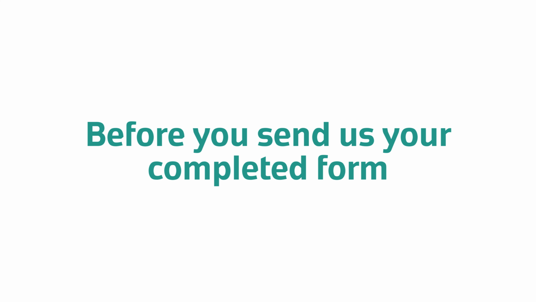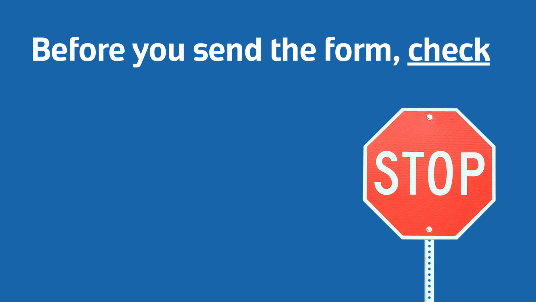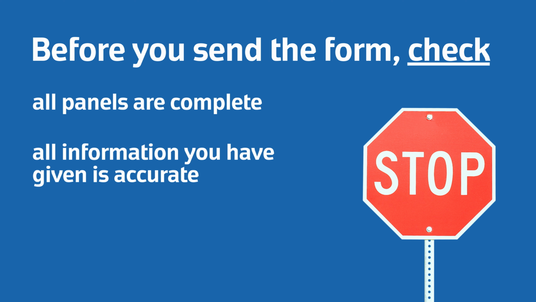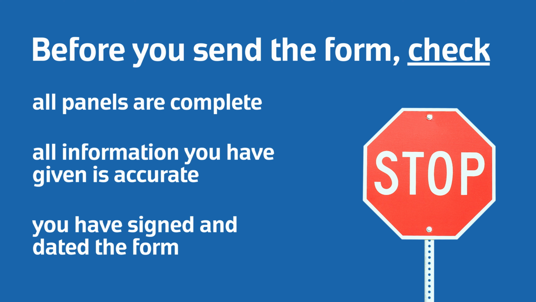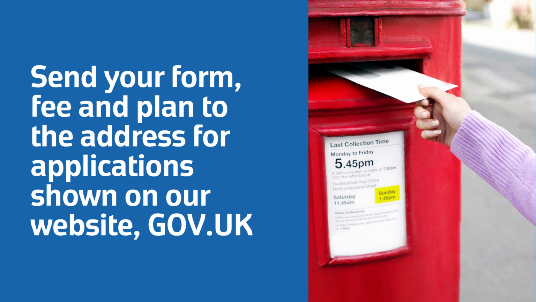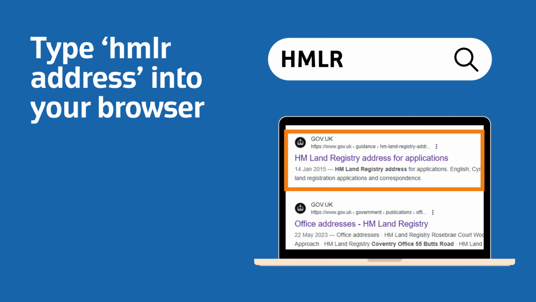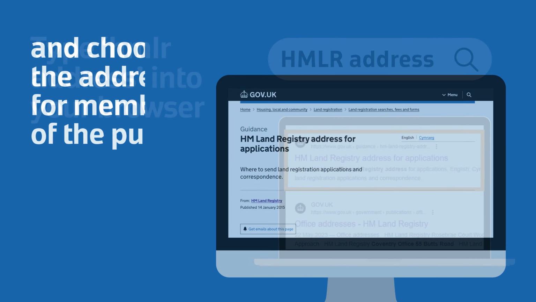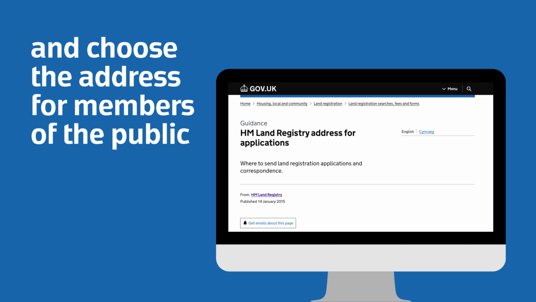Back to our Form SIM. Before you send us your completed form, check that all the panels are complete, all the information you have given is accurate, and that you have signed and dated it. If so, send your completed form, along with the fee, and if needed, a plan, to the address for applications shown on our website, gov.uk. Type HMLR address into your browser, and choose the address for members of the public under the standard addresses.